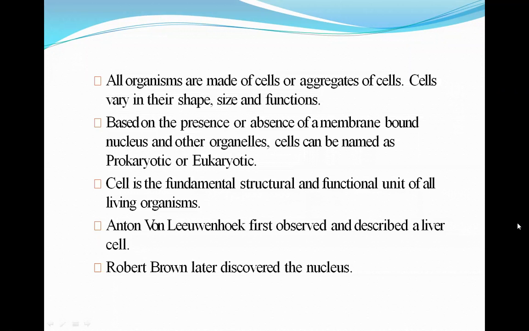Now, Anton von Leeuwenhoek was the first who observed and described a live cell, right? So Anton von Leeuwenhoek was the first one to observe and describe the cell. After Anton von Leeuwenhoek, Robert Brown was the one who discovered the nucleus, right?